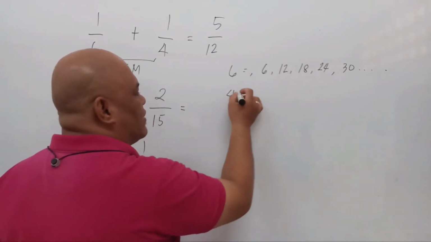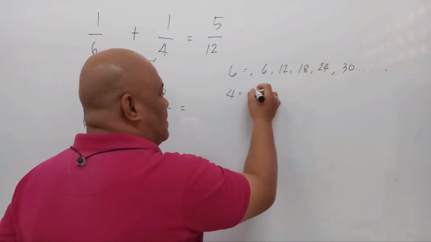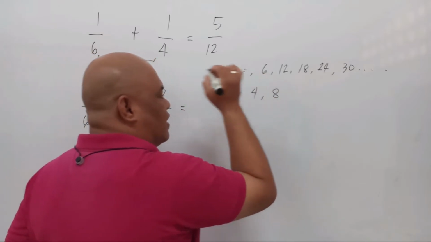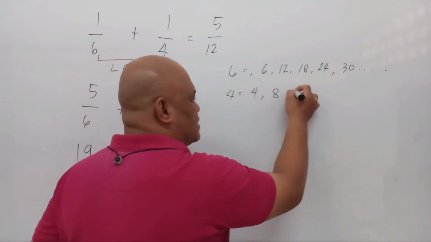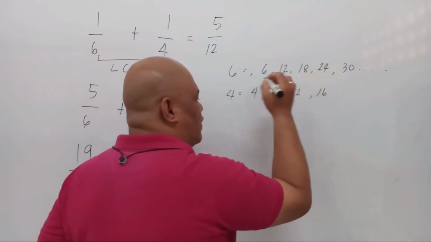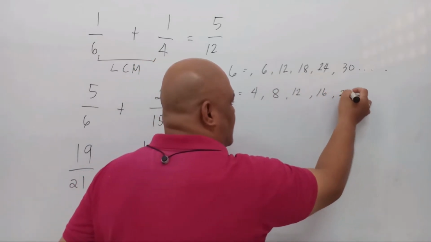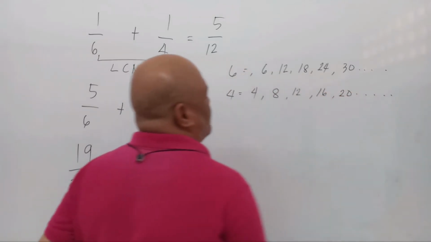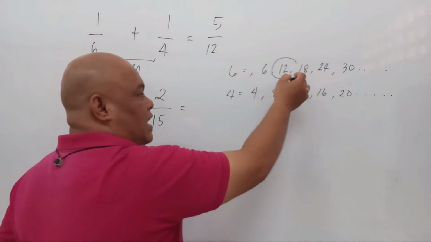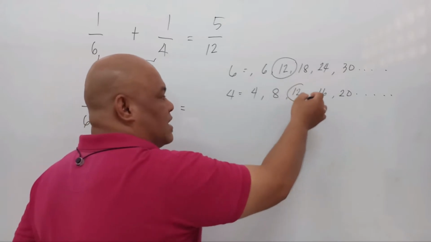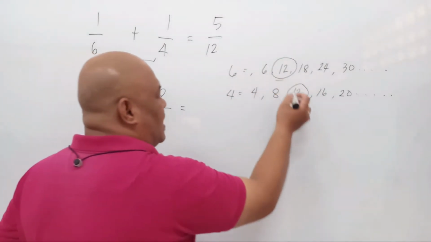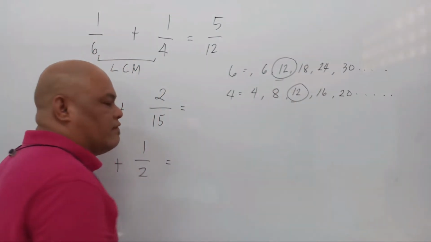How about 4? 4 times 1 is 4. 4 times 2 is 8. 4 times 3 is 12. 4 times 4 is 16. And 4 times 5 is 20. So on and so forth. And now, as you can see, we get the same denominator. Okay? So, the common number is 12.